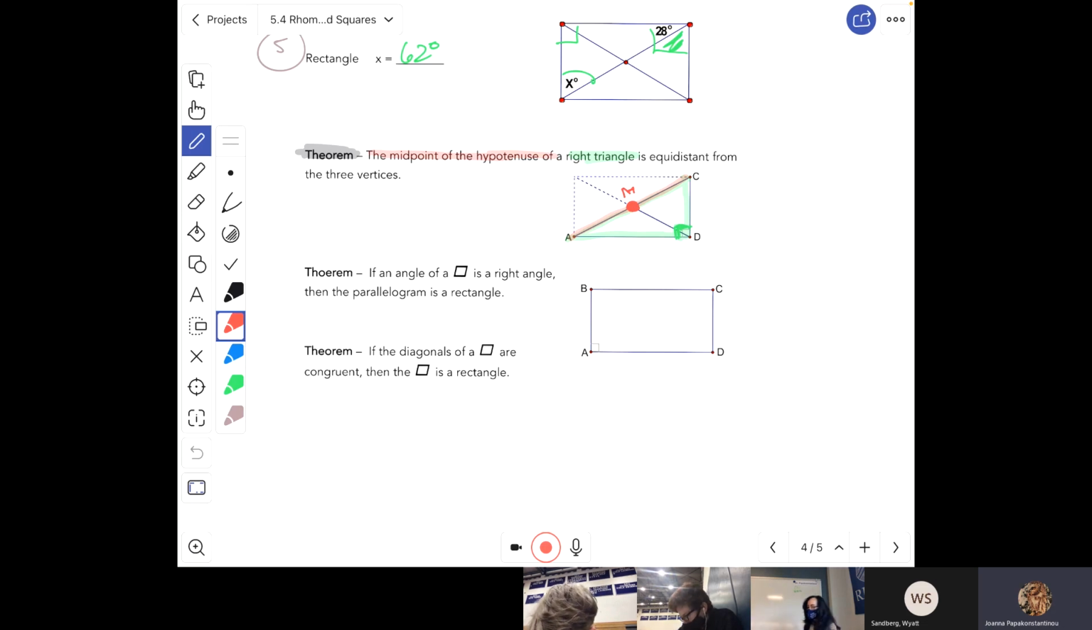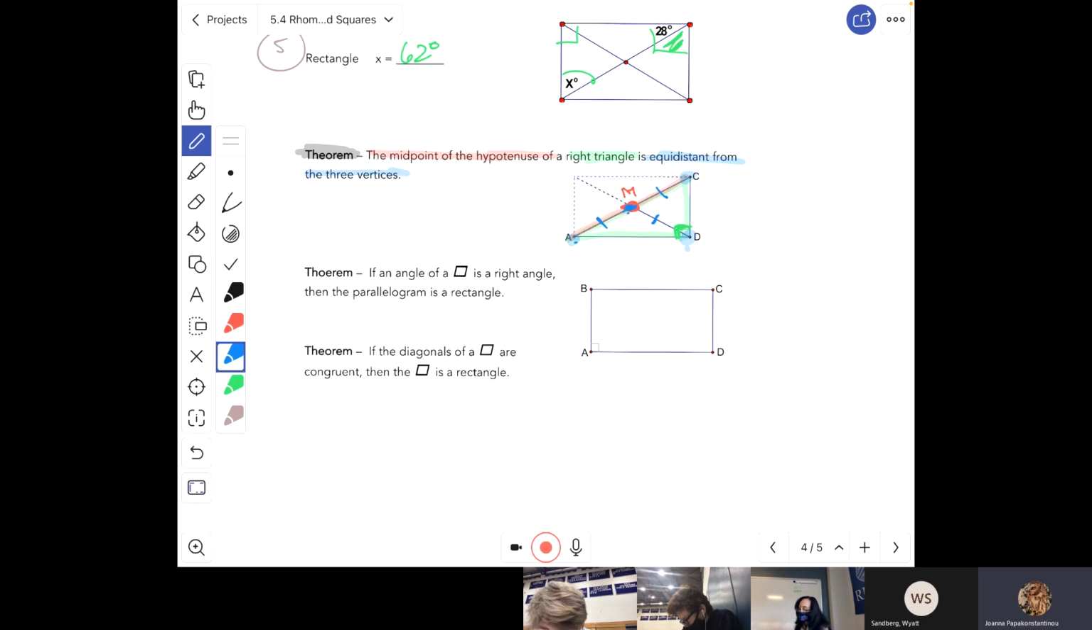Okay, so what this is saying is that I have a right triangle, I have a hypotenuse, I have determined the midpoint of the hypotenuse. That midpoint is equidistant from the three vertices. These are my three vertices. So from the midpoint to C is one length, which is congruent to this length from the midpoint to A, which is congruent to, oops, sorry, not there. Here.